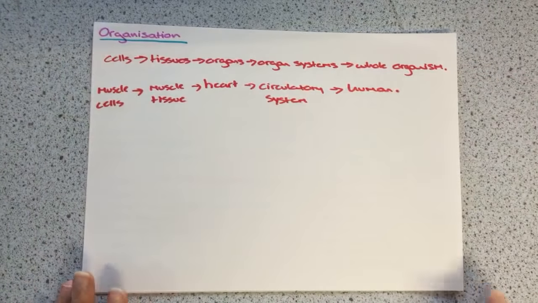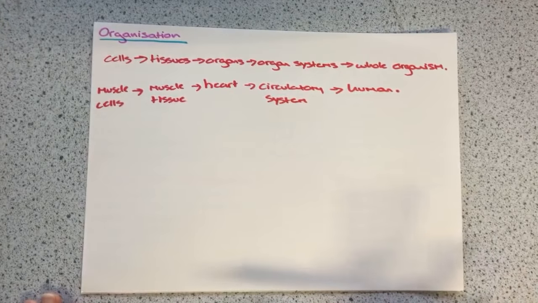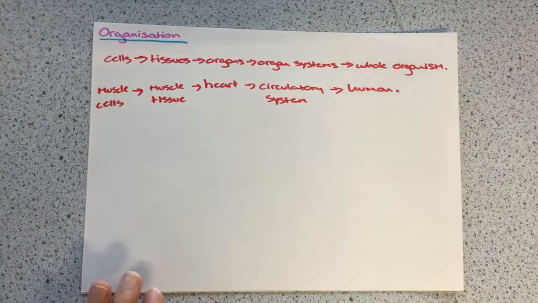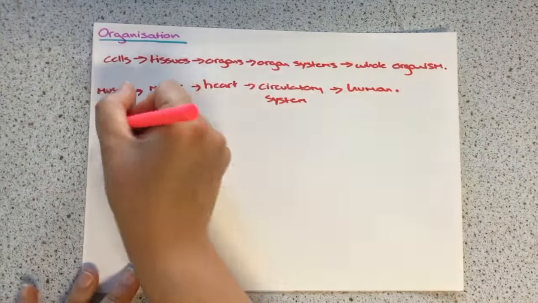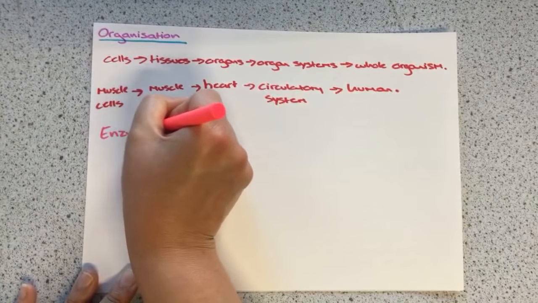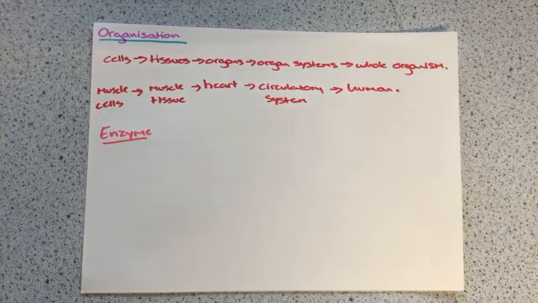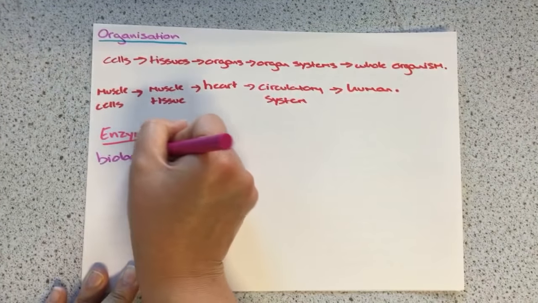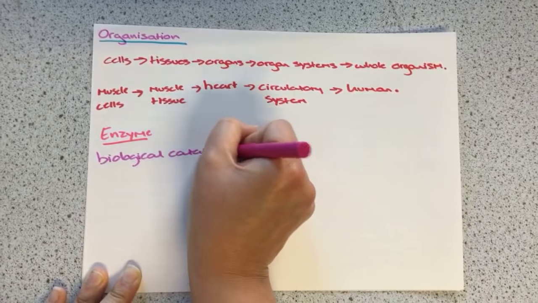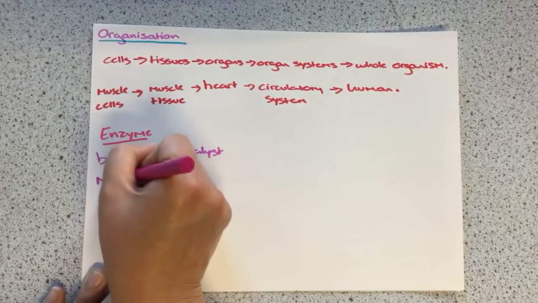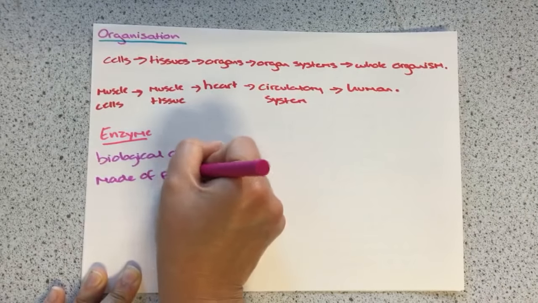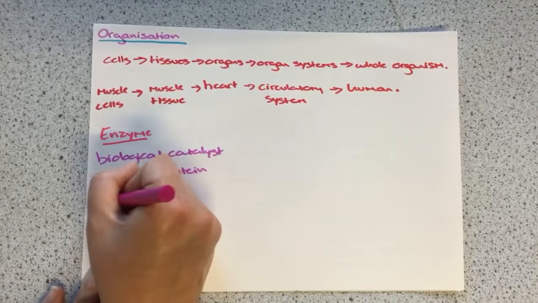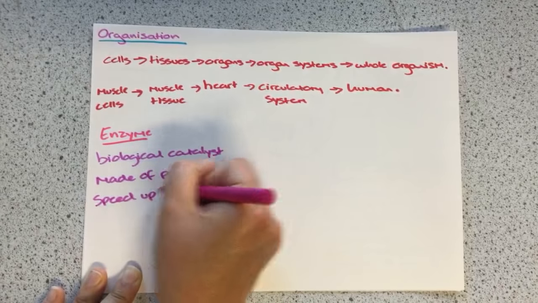The main system that you're going to be asked about is the digestive system. I've not really got time to go over the full digestive system. I just want to pick out a few key points about organisation. You have got to know what an enzyme is and you must know the functions of the main enzymes. So an enzyme is a biological catalyst. They are made of protein and they speed up reactions.